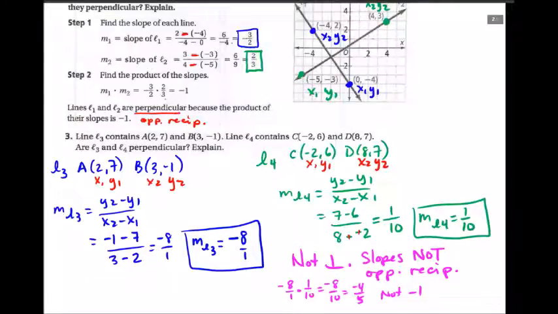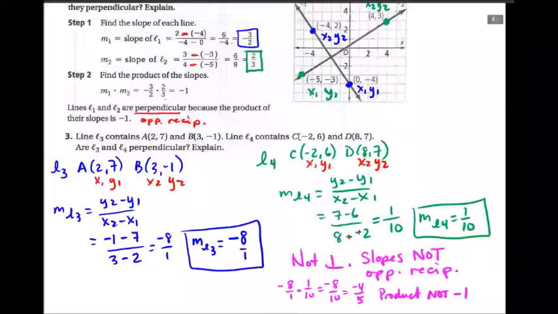So unfortunately, no, these lines are not perpendicular because, and it says explain, because our slopes are not opposite reciprocals, or we can multiply our slopes and they come out to be a -4 over 5, which is not -1. Their product is not -1. We should write that. The product is not -1. So I will accept either answer. They're not perpendicular because their slopes are not opposite reciprocals, or their product is not -1.